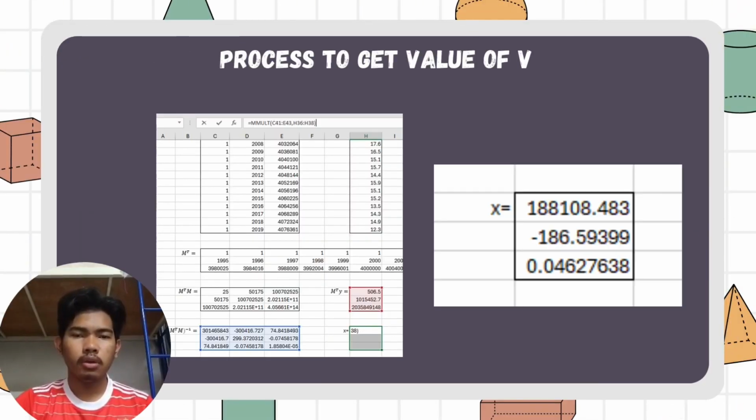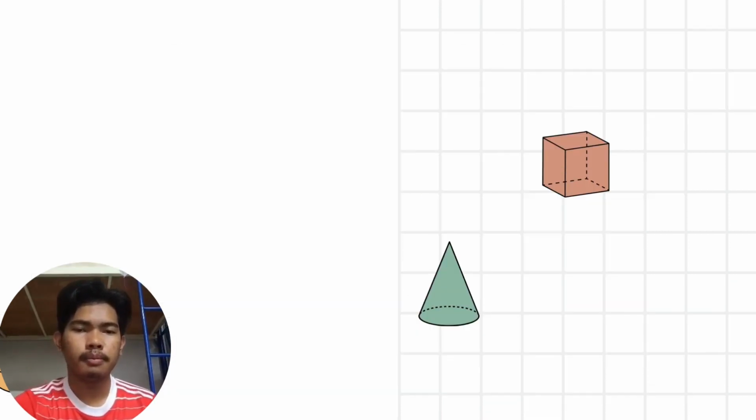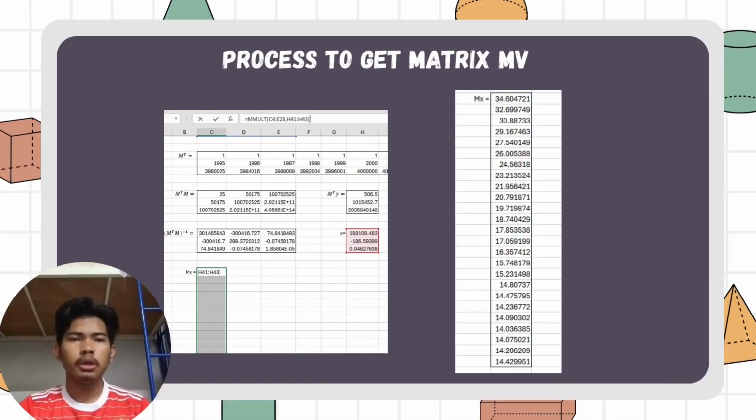And then we find the inverse of matrix M transpose times matrix M, and then we get a 3 by 3 matrix. And then we get the value of V, which is the formula of the inverse of M transpose M, times M transpose Y. And then we multiply matrix M by the value of V, and we get a 25 by 1 matrix.